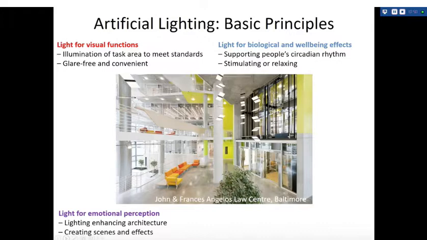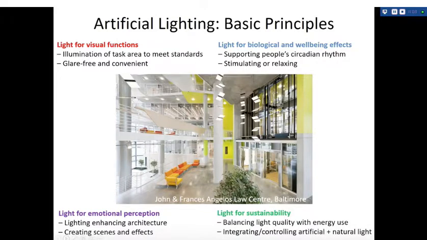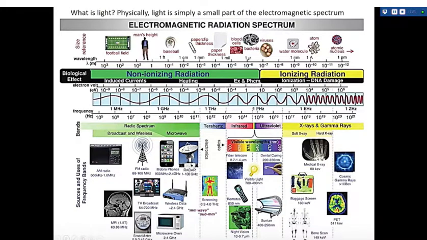So you create scenes and effects, drama, an intimate atmosphere if it's a bar or a restaurant, a clean clinical atmosphere if it's a hospital. You create this with lighting. And finally, for sustainability, you're trying to balance the light quality with the energy use, integrating and controlling artificial and natural light. So you don't light spaces that are empty, you only light them when there's somebody there, and you try to get as much daylight into your space so that during daytime hours you're getting as much electricity-free lighting as possible.